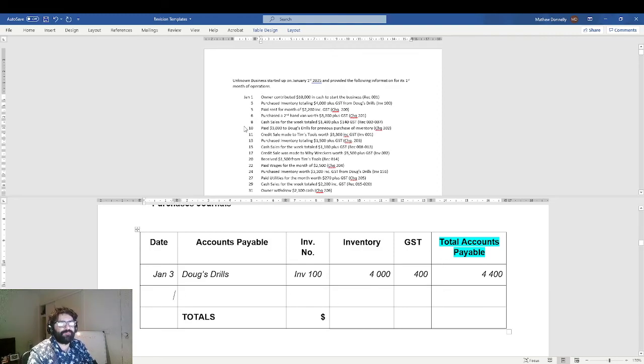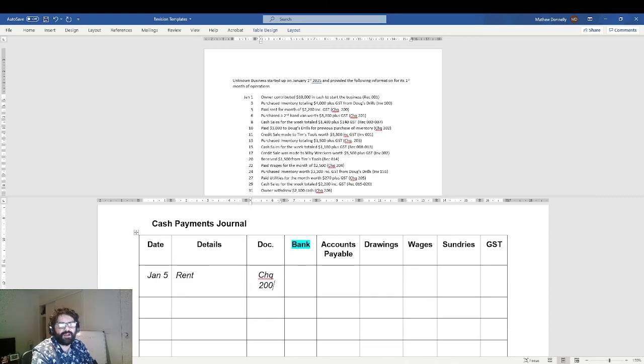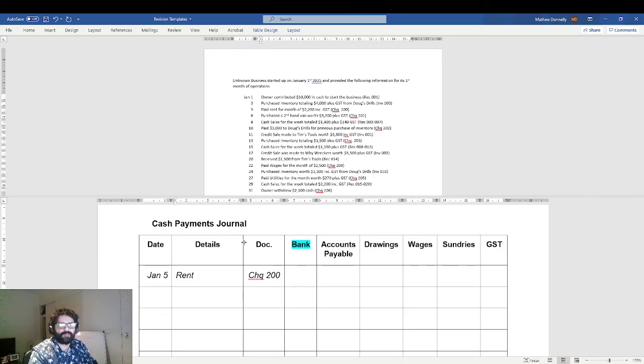January the 5th, we paid rent for the month of 2,200, including GST, check 200. So we go 5th. We paid rent for the month, so that's a cash payment. It includes GST and it's a check. If it's a check, it means it's cash. Jan 5, and we go rent. And the doc, check 200. There we go. How much? 2,200 including GST.